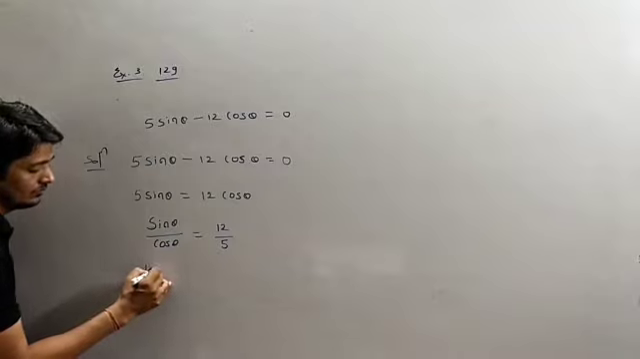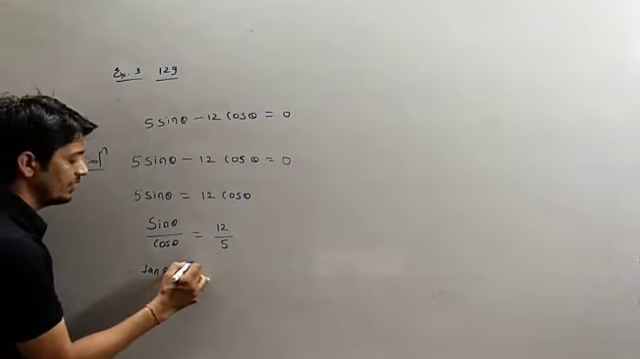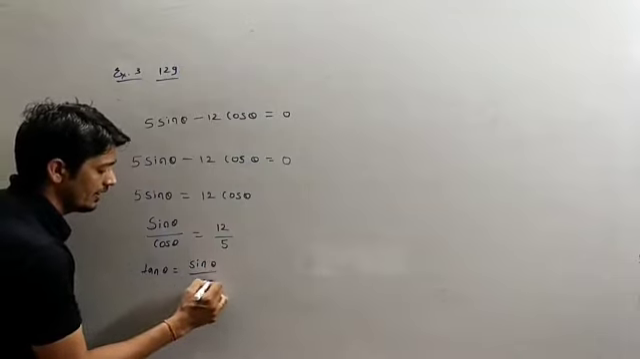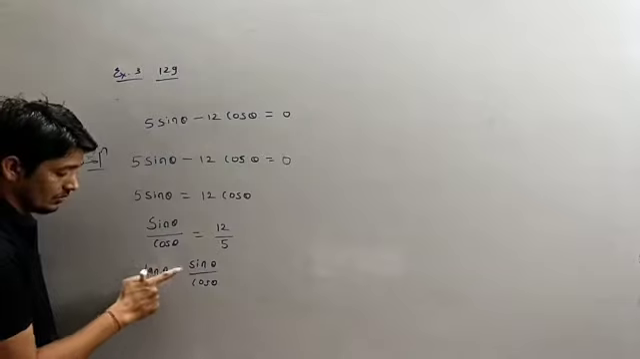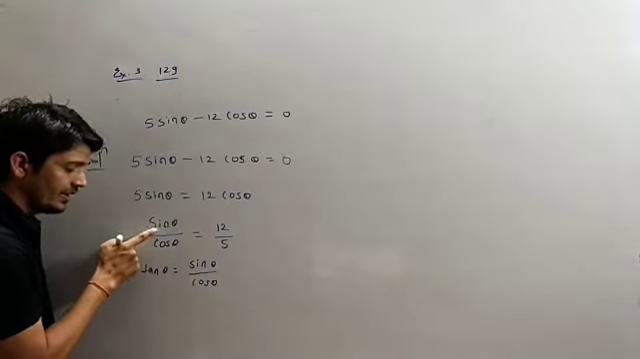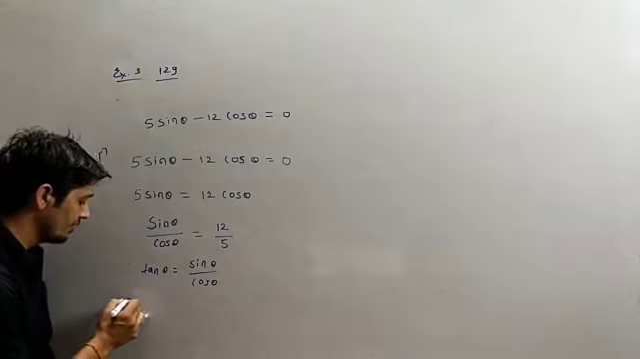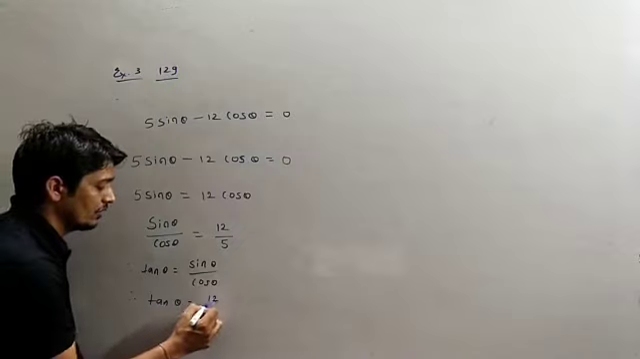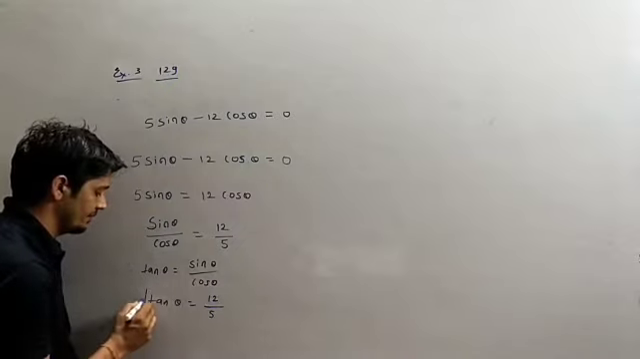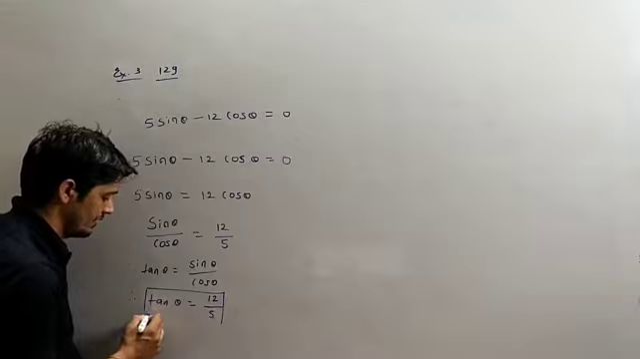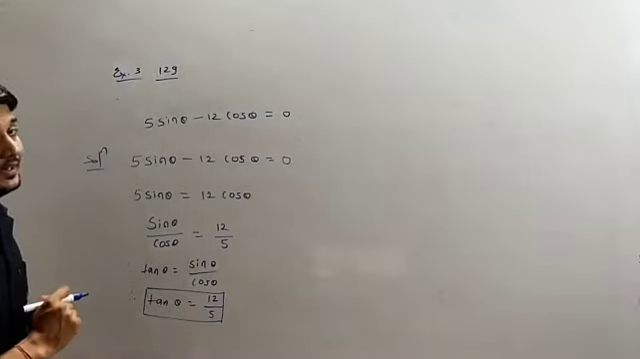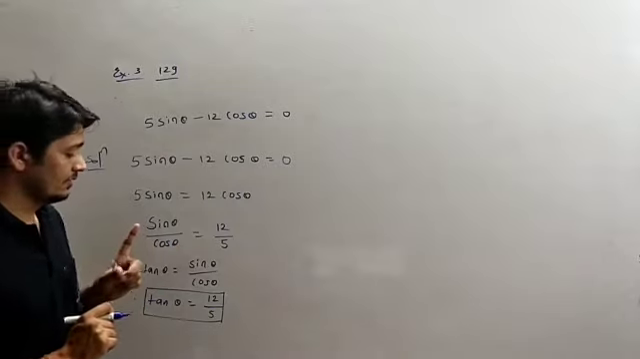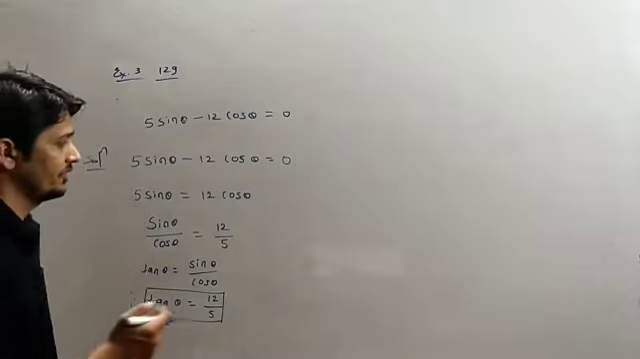Therefore tan theta equals sin theta divided by cos theta, so we can write tan theta equals 12 divided by 5. This is the value of tan theta. Now we have to calculate the value of sec theta and cosec theta.